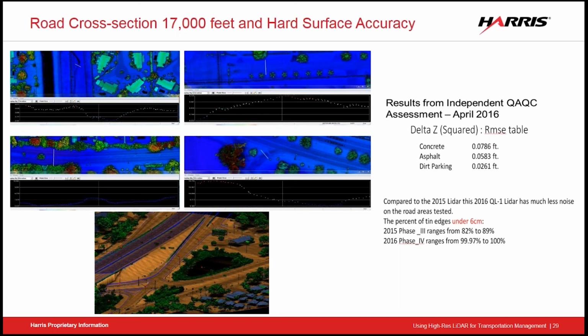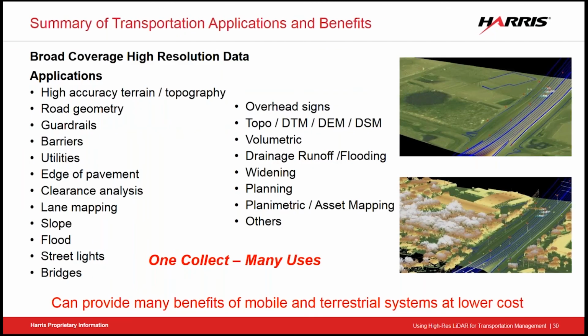So a summary of the asset applications and benefits, if you will, are, again, higher accuracy terrain and topography. These are just a few. The road geometry, being able to resolve guardrails and barriers and signs, slope, street lights, bridges, etc. And then being able to provide that information for your asset inventory and meeting some of the requirements that are necessary not only for, let's say, FAST Act, for example, or other asset regulations, but also for environmental purposes and the permitting and planning and engineering. So again, one collect, many uses.